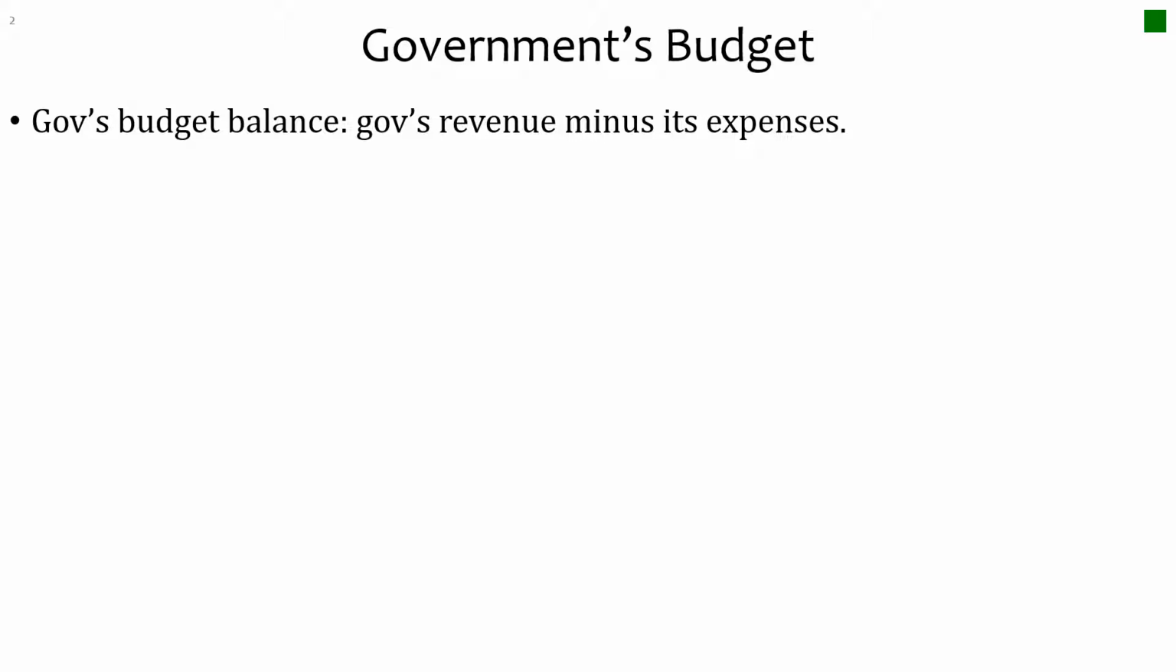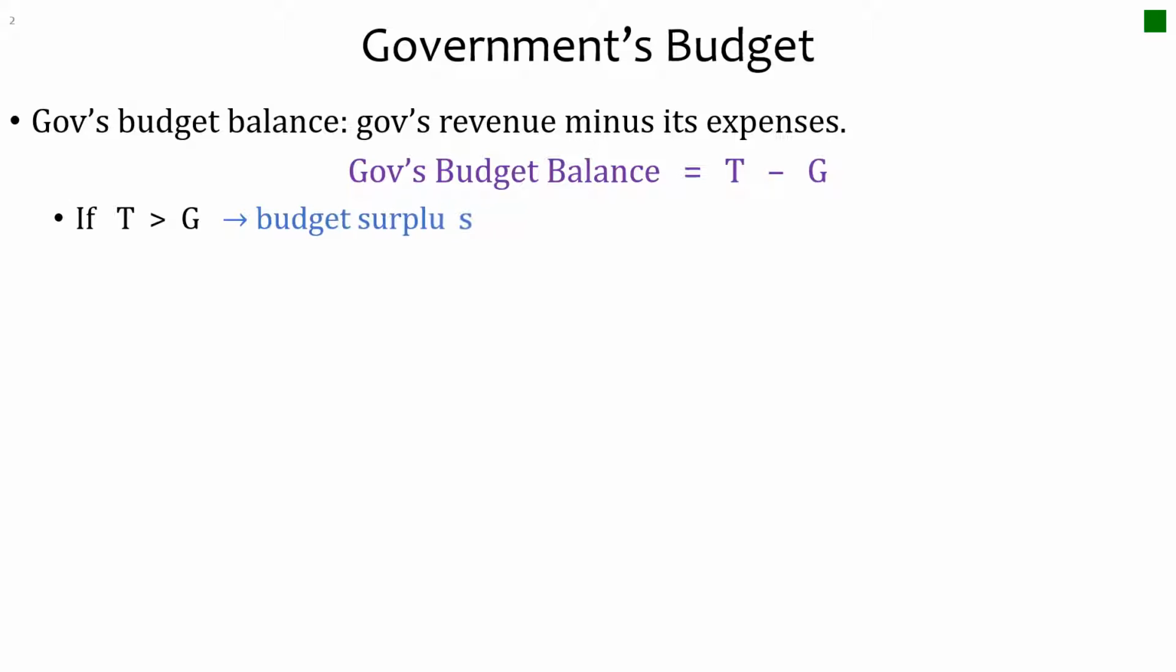The government's budget is government's revenue minus its expenses, and it has a very simple formula. T is the tax revenue and G is the government purchases. So if government's tax revenue is greater than its purchases, it means the government is earning more than it's spending. That's called a budget surplus. If the government's revenue is less than its expenses, that's called a budget deficit, right? So that's a negative budget balance.